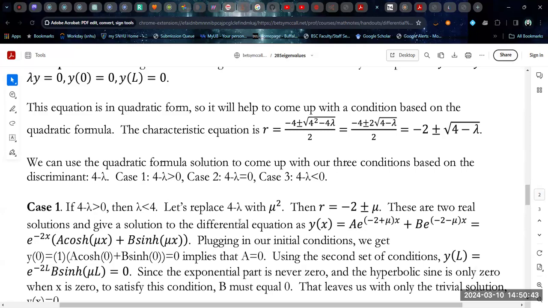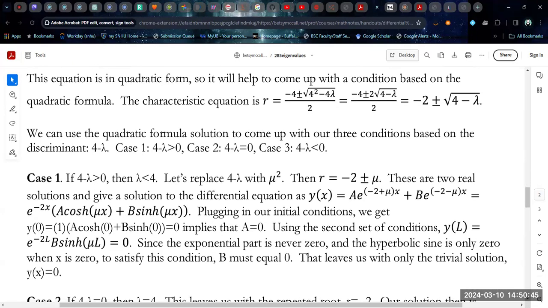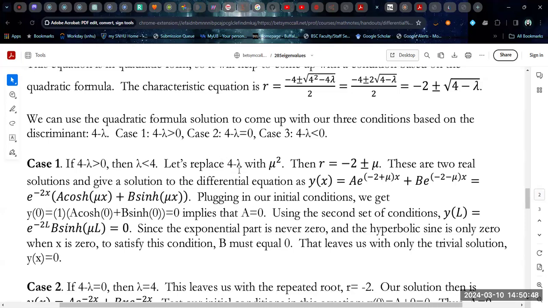Now, in the positive case, again, we're going to replace 4 minus lambda with mu. And then our r is going to be -2 plus and minus mu. These are 2 real solutions since we specified that lambda was mu squared, and a solution to the differential equation will have this form. And again, alternatively, you can use cosh and sinh for the plus and minus mu components.